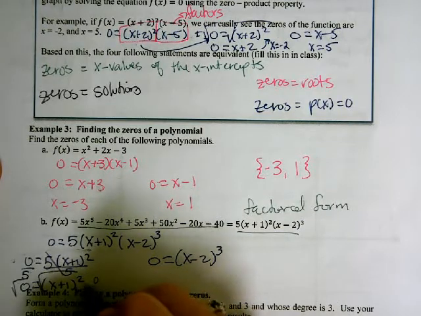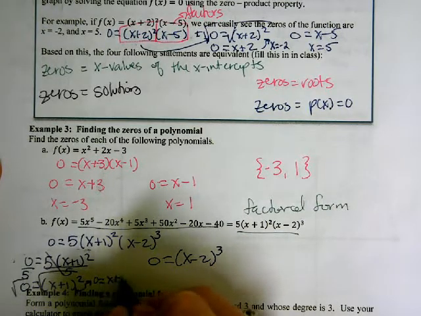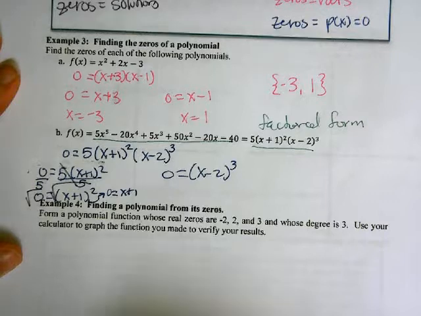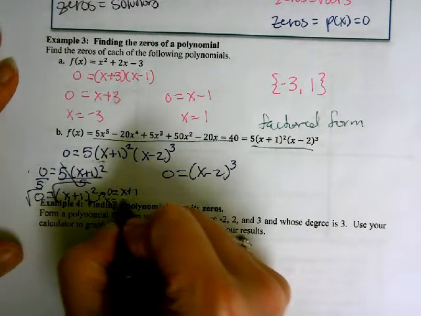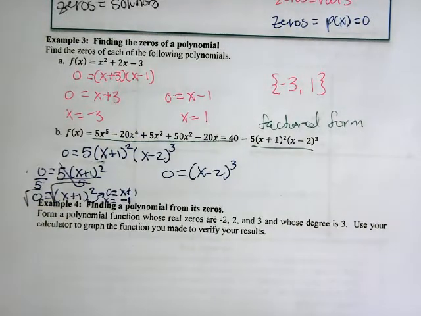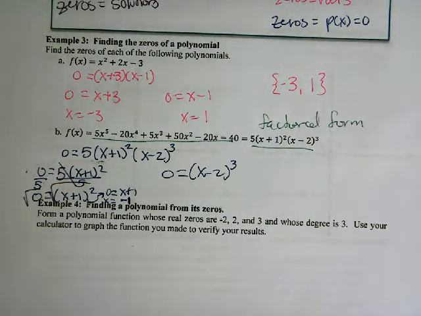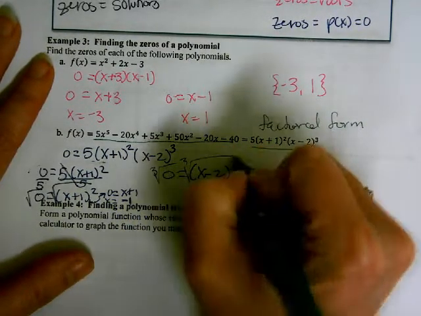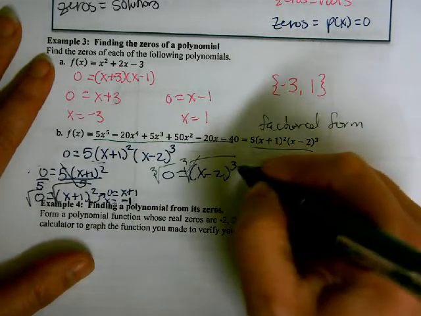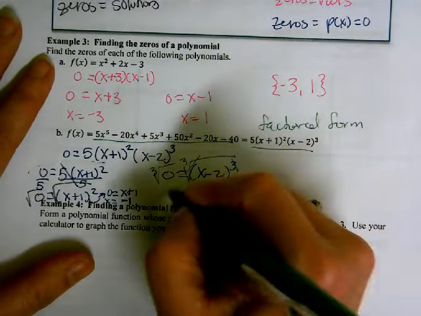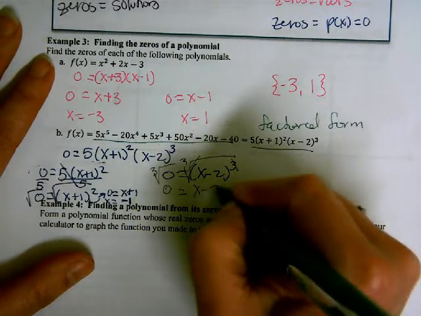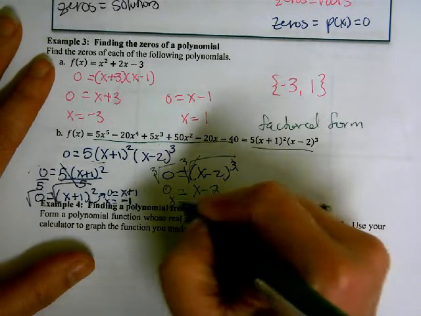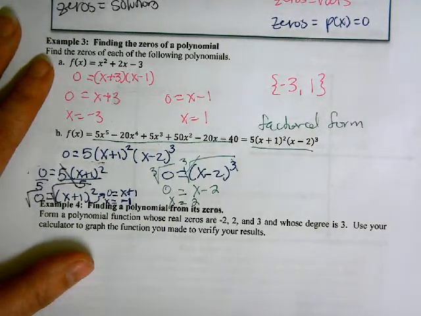And then you get 0 equals x plus 1, and x equals negative 1. There's my first 0. To find the second 0, I take the cube root of both sides. When I take the cube root of both sides, the cube and the cube root cancel each other out. I get 0 equals x minus 2. Adding 2 to both sides, I get x equals 2.